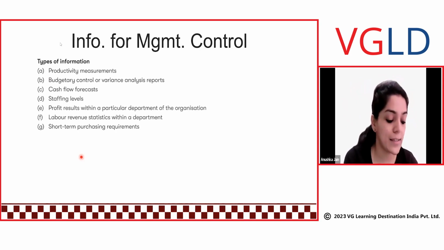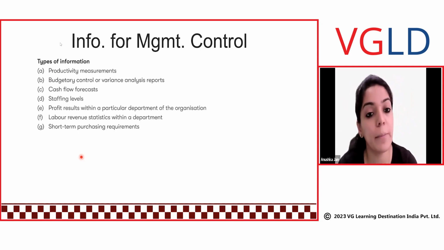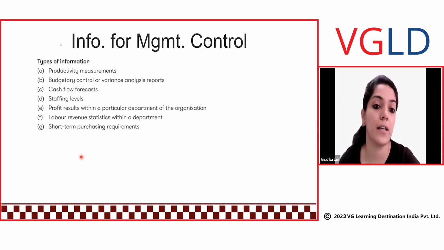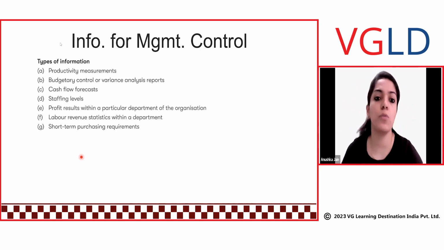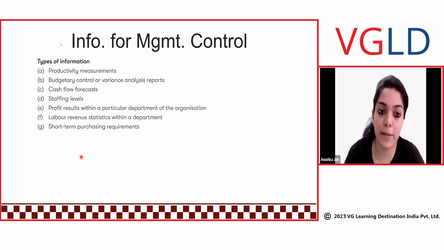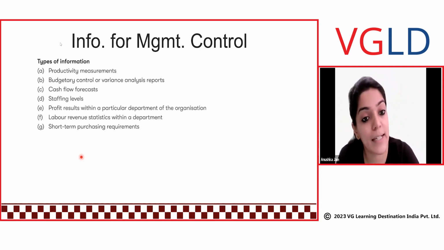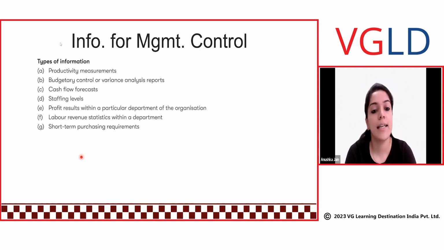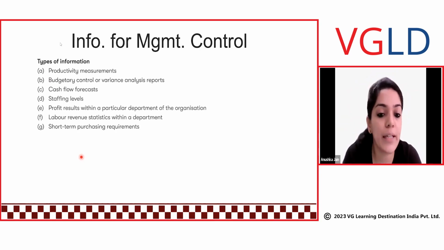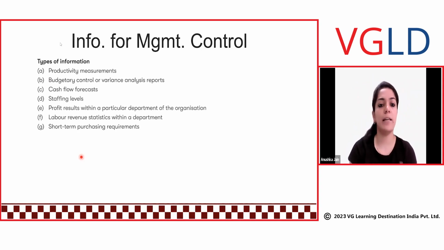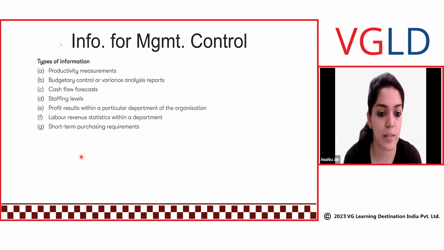Okay. Next is staffing levels. How many people should be staffed in a department? That level is decided. So the people at the top will say that we want to get this work done. To get this work done, how many people need to be employed? That will be decided by the middle management. Okay, the staffing levels. Next is profit results within a particular department of the organization. That's how much profit that department is generating. This is something which will be looked out for by the middle management.